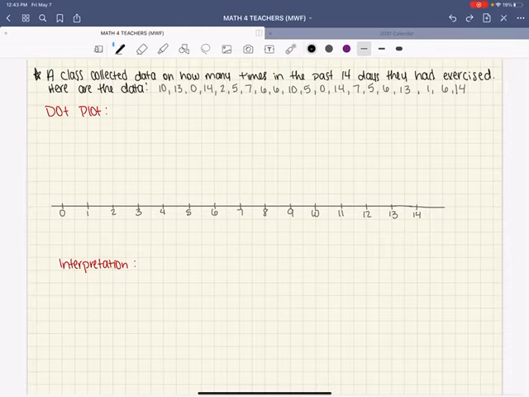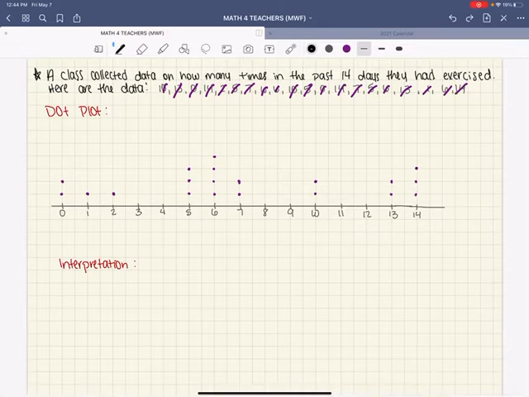So there are 2 zeros, 1, 1, 1, 2, 3 5s, 4 6s, 2 7s, 2 10s, 2 13s, and 3 14s.